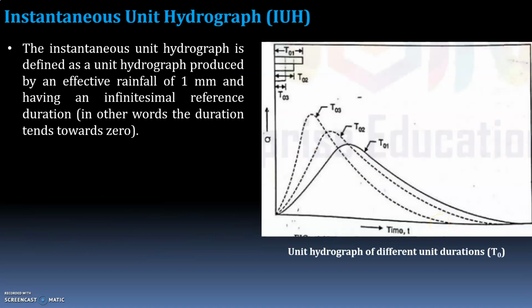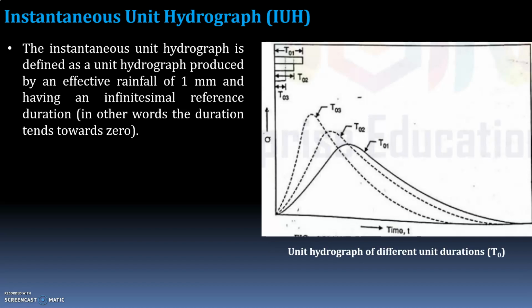We have seen earlier that each unit hydrograph representing 1 centimeter of direct runoff is for some unit duration T0. For a catchment, there can be a number of unit hydrographs corresponding to various values of unit duration T0. To obtain the runoff hydrograph resulting from a storm of varying duration and varying intensities, it is preferable to have a unit hydrograph of very short duration.